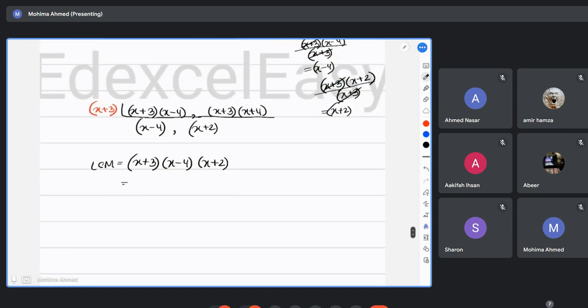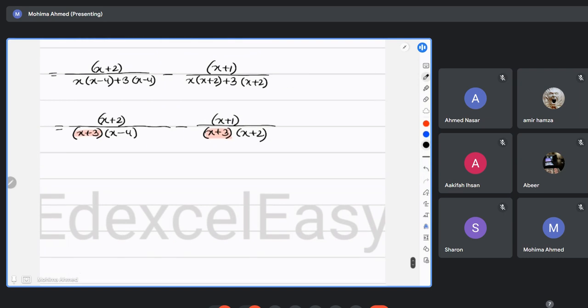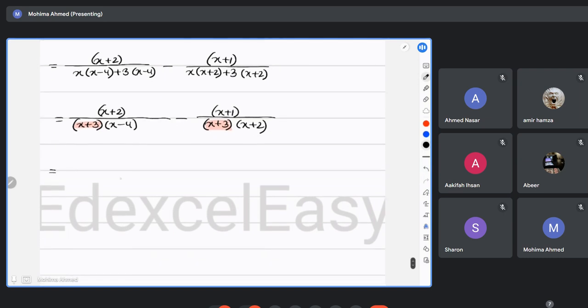So before that, is there any problem from this section? No, miss. Okay, then we will move on. Now, instead of writing the two fractions separately, I'm going to write the total denominator as x plus 2, x plus 3, and x minus 4.